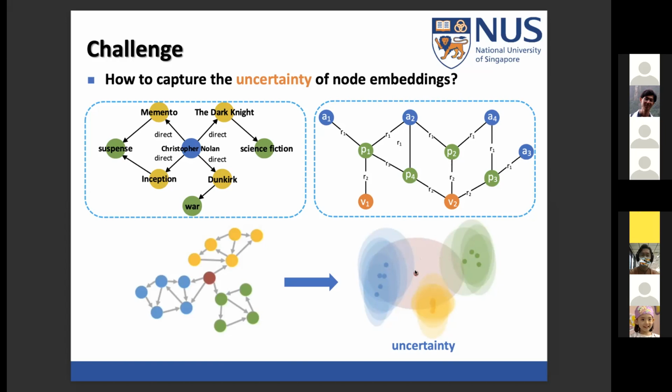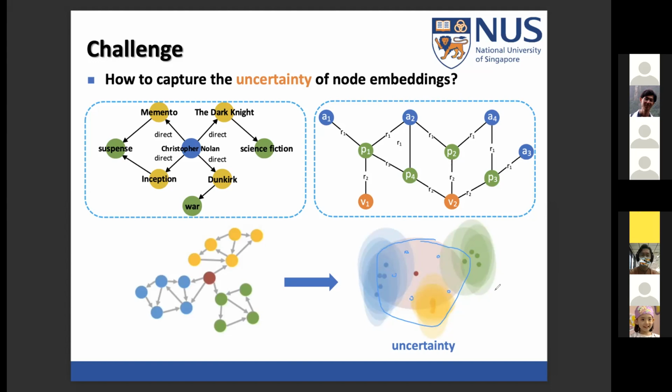It means that this is a certain embedding, right? Just a vector. And this is an uncertainty representation. It means the node can be embedded here, here, here, or here. All right, what are the benefits if we fix it?